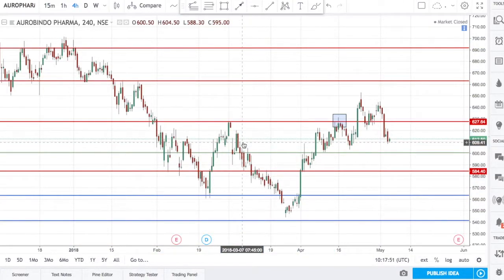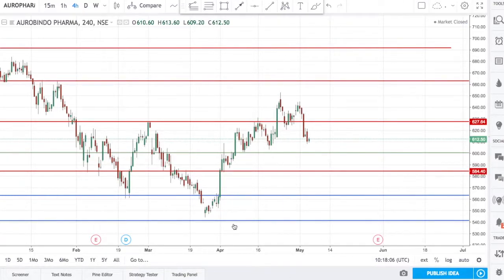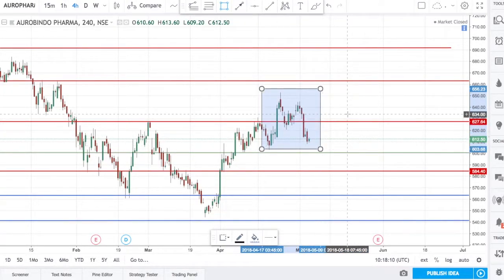After violating the downtrend, Aurobindo Pharma has given us a good advanced pattern in the form of a Gartley. Focus your attention on this portion here. This is where we have our Gartley pattern. Let me draw it for you so that you can visualize how a Gartley pattern looks.